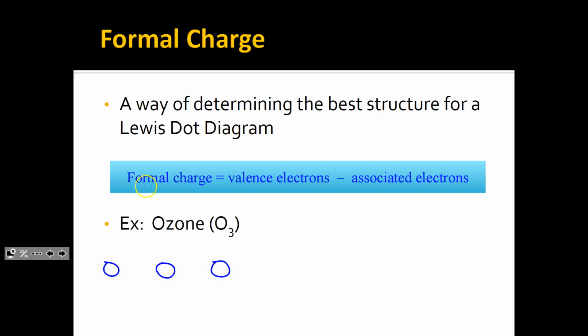Okay, so same thing as before. Let's count up our number of valence electrons. Oxygen is 6. There are 3 of them, so we have 18 electrons at our disposal. Single bonds to the terminal oxygens to the central. I just used 4, so that means I have 14 valence electrons left over.